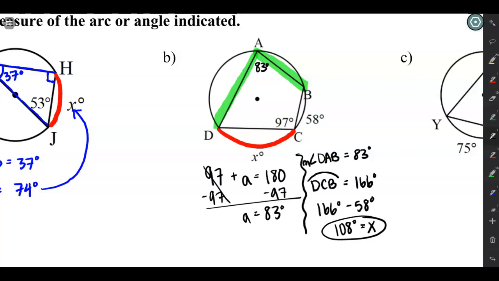So it basically means that if this red arc is 108 degrees, and this black arc right here is 58 degrees, together they create that 166 degree arc that I need.